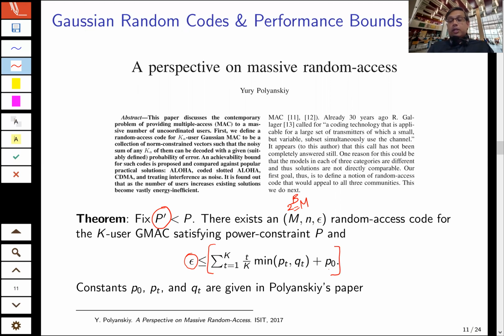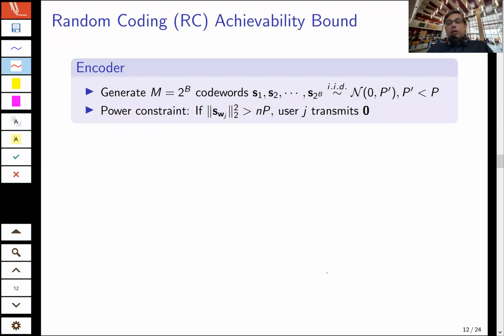Now, I didn't put the exact expression on the slide because it is pretty complicated, and there are 3 terms in the expression: a PT, QT, and a P0, and these are given in Polyanskiy's paper. But the point is that he derived a bound on the achievable per user probability of error as a function of P, M, and N. I'm going to quickly walk you through the main idea in the proof.